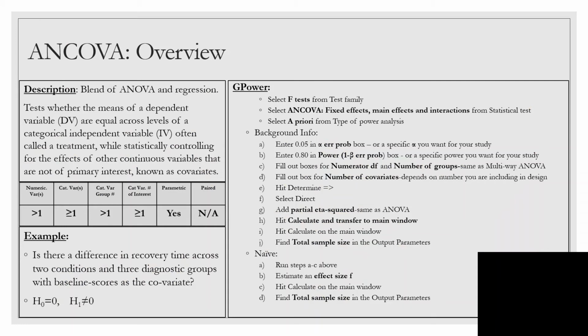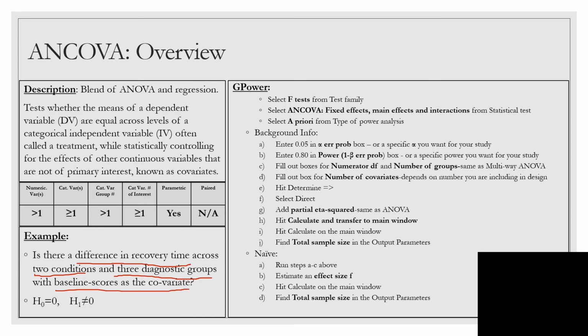All right, we'll round this out with ANCOVA, which is a blend of ANOVA and regression. It tests whether the means of a dependent variable are equal across levels of a categorical independent variable, often called a treatment, while statistically controlling for the effects of other continuous variables that you're not interested in, also known as covariates. An example would be: is there a difference in recovery time across 2 conditions and 3 diagnostic groups with baseline scores as the covariate?